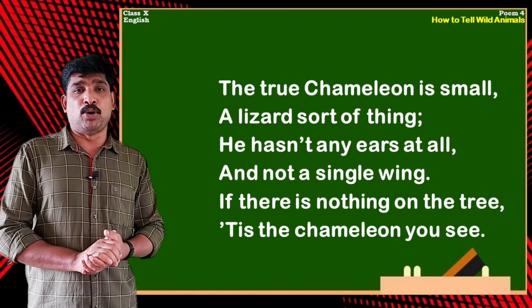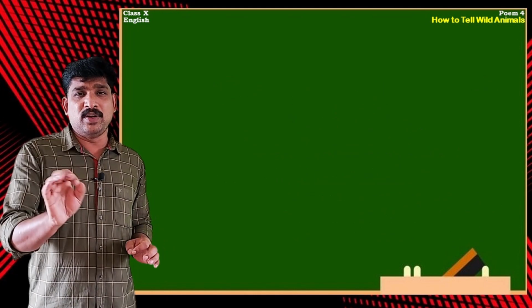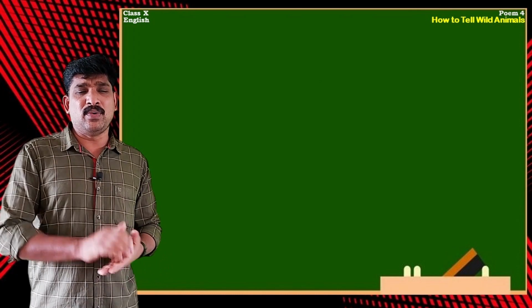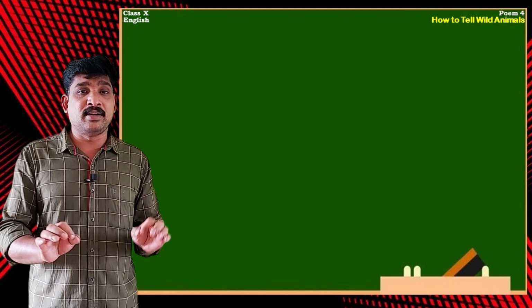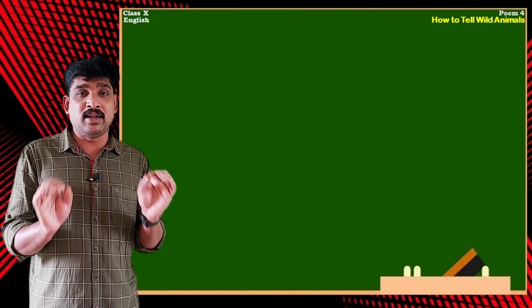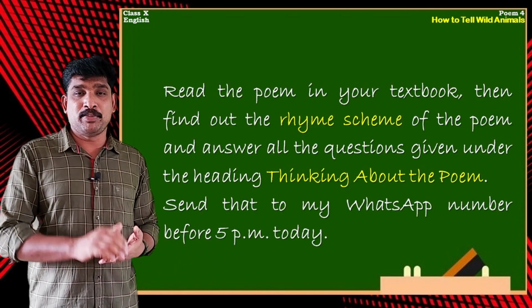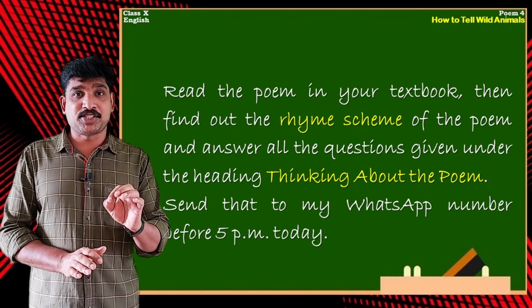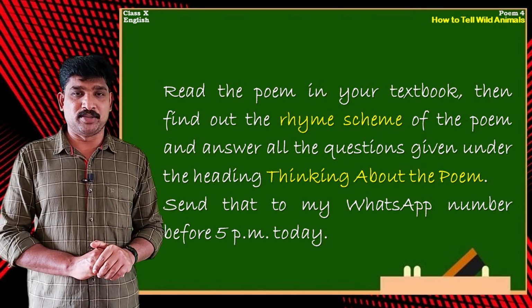Here, in this entire poem, the poetess has described the wildlife vividly and in a lively manner. When we read the poem, we feel ourselves among the wild animals in the forest. She has created such an image of wildlife with words. That's all for the poem. Now read the poem in your textbook, then find out the rhyme scheme of the poem and answer all the questions given under the heading Thinking About the Poem.